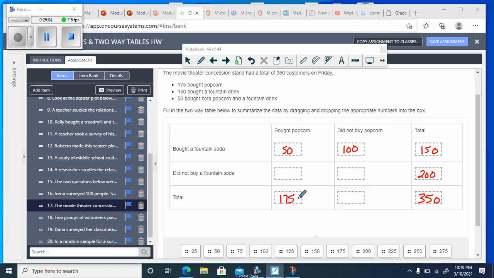I've got 175 there, and this is 350. So what I need to do is say 350 minus 175. Let's just make sure we get this right. 350 minus 175 would be 175. These two have to add up to 175, so 175 minus 100 is 75. These two have to add up to 175, so 175 minus 50 is 125. So we've now created our table.